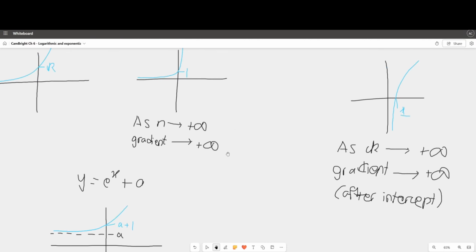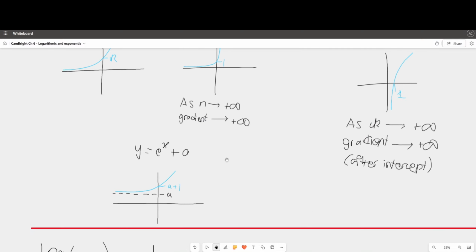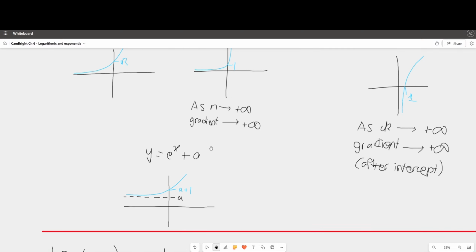Now, if you add a constant a to the function, you will see that it's translated up, because e to the power 0 is 1, so the y-intercept is a plus 1.